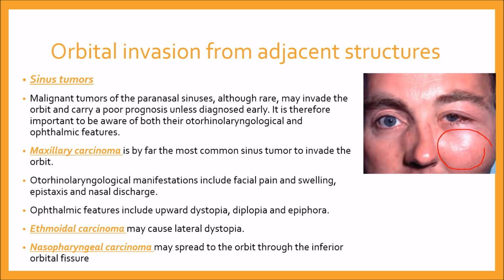Otolaryngological manifestations include facial pain and swelling, epistaxis and nasal discharge. Ophthalmic features include upward dystopia, diplopia, and epiphora, as upward dystopia is seen in the picture. As opposed to that, ethmoidal carcinoma may cause lateral dystopia, and nasopharyngeal carcinoma may spread to the orbit through the inferior orbital fissure.